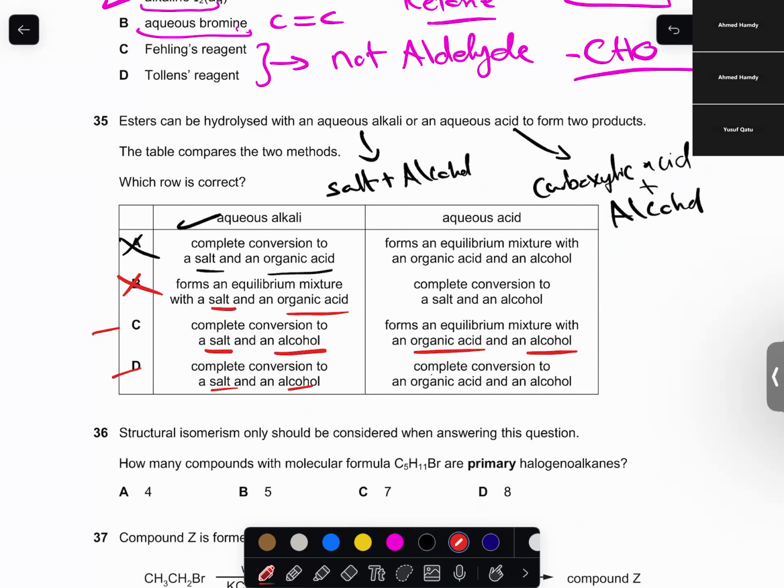It's not a complete conversion because the esterification reaction is a reversible reaction. When a carboxylic acid plus alcohol gives ester plus water, this reaction is reversible, and this is why, to push the reaction in one direction, we add concentrated sulfuric acid. So it's not a complete conversion for alcohol and carboxylic acid because the reaction is reversible. The reaction reaches equilibrium, and the answer is C.